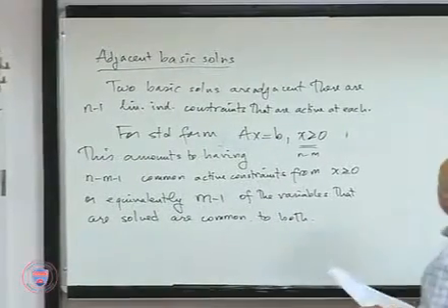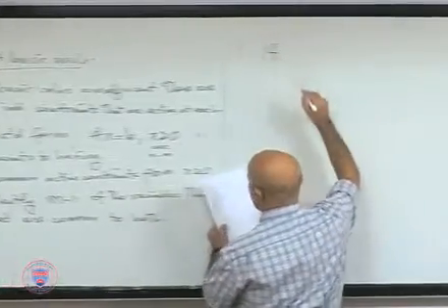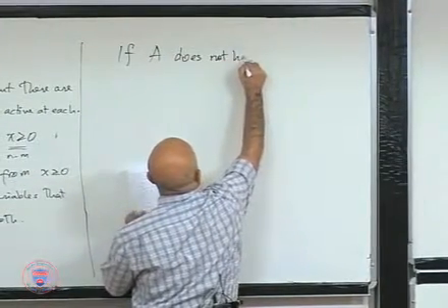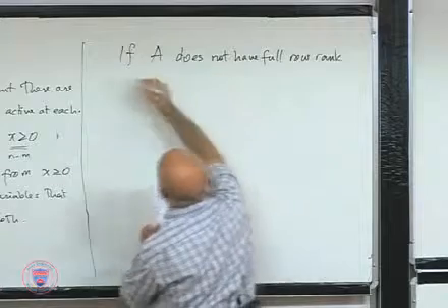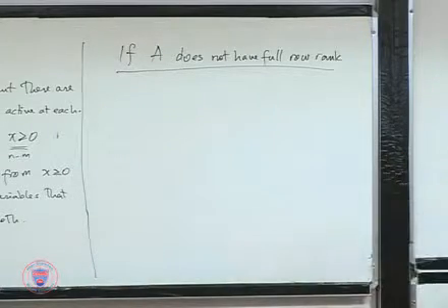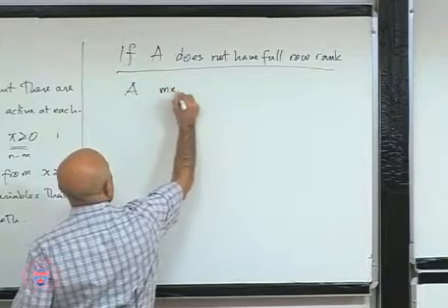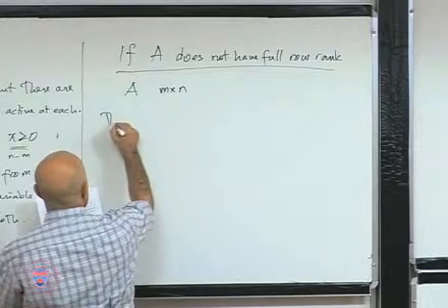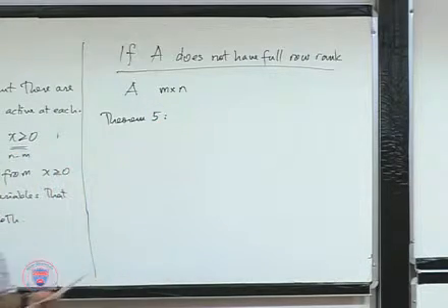Let me just give you one additional issue here that we sort of discarded. That's the issue when A does not have full row rank. These are issues that you need to know about, except that I'm not going to go through the proofs. So we assume we have a matrix A, which is m by n. And so let me just state the theorem here. I think it's supposed to be number 5, I guess.